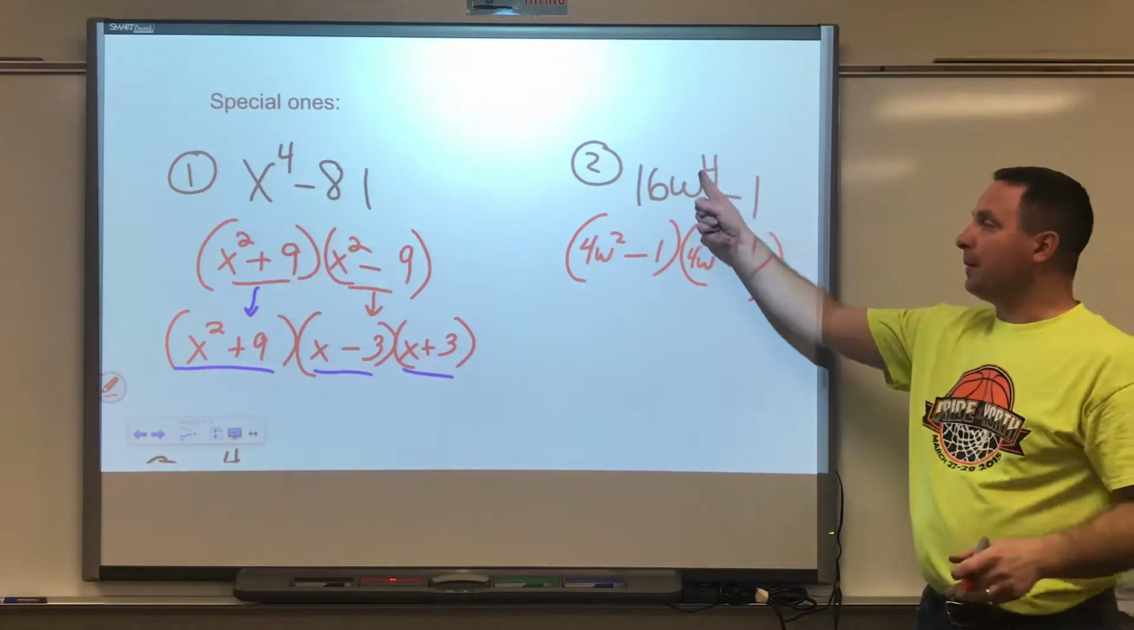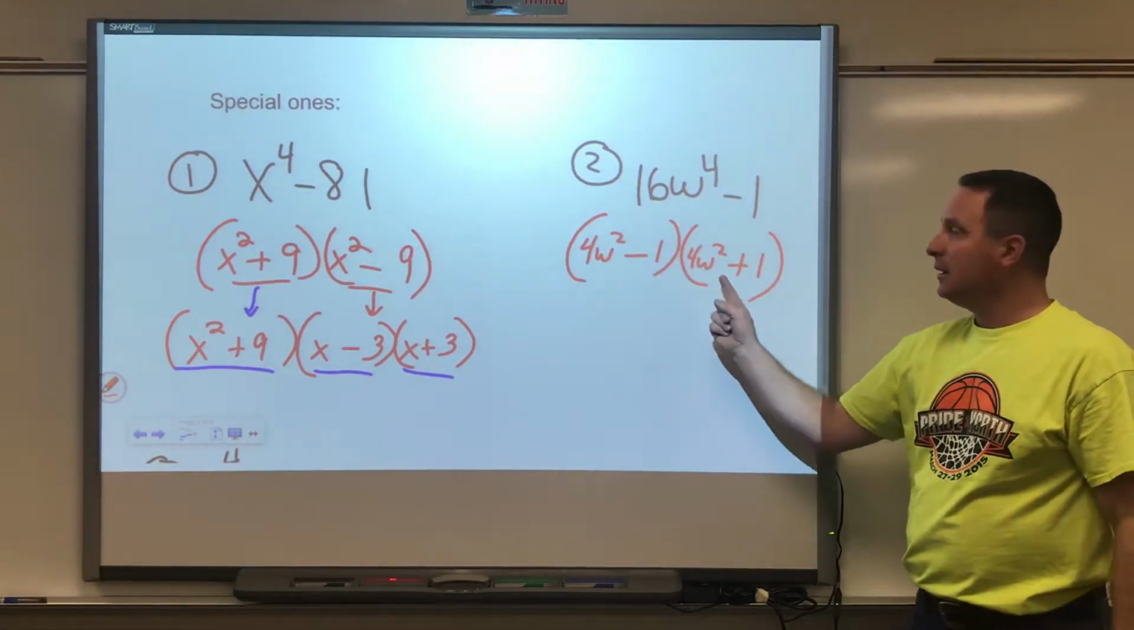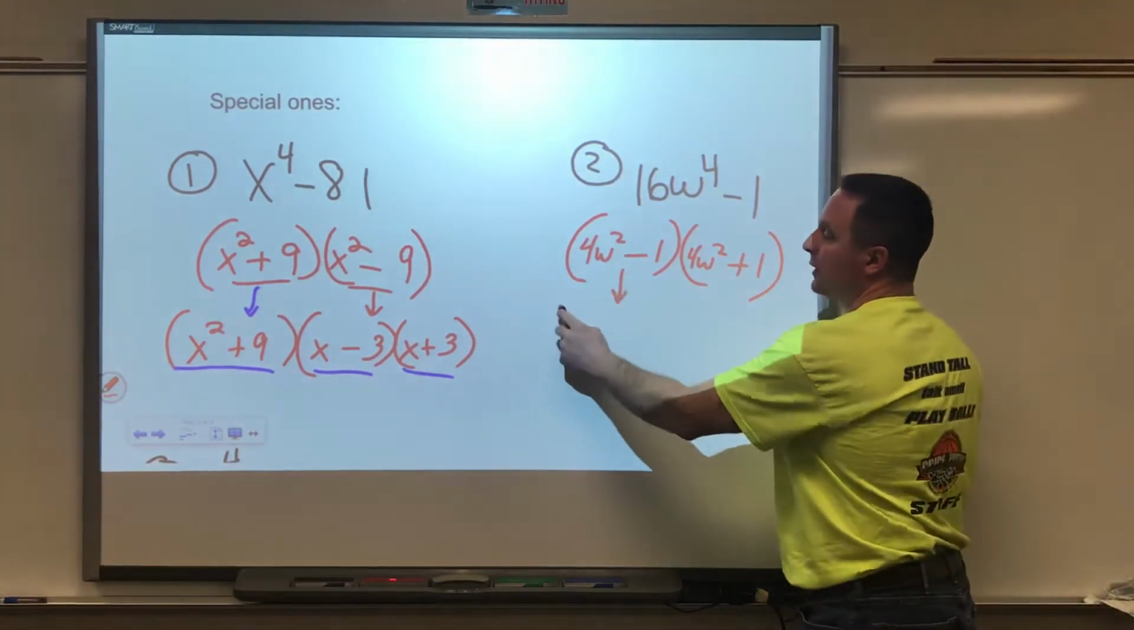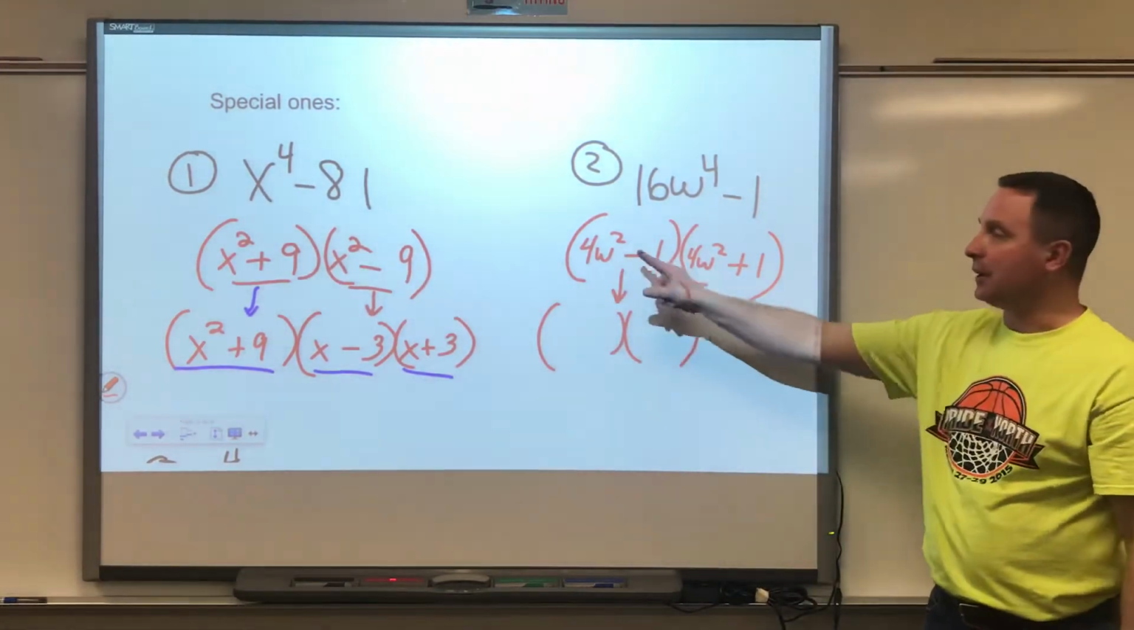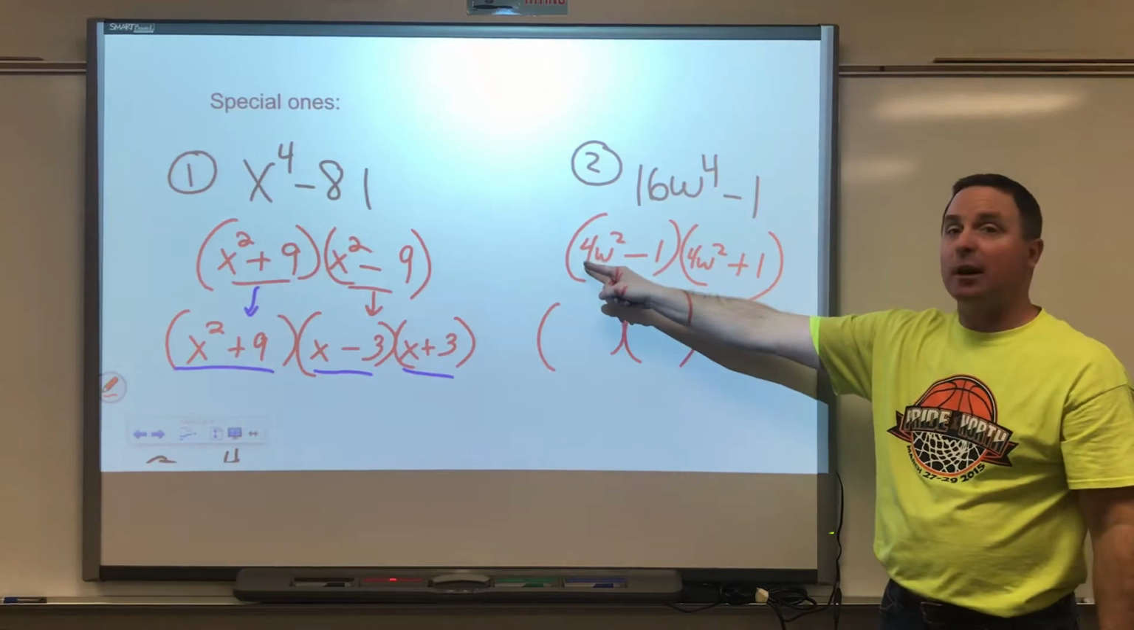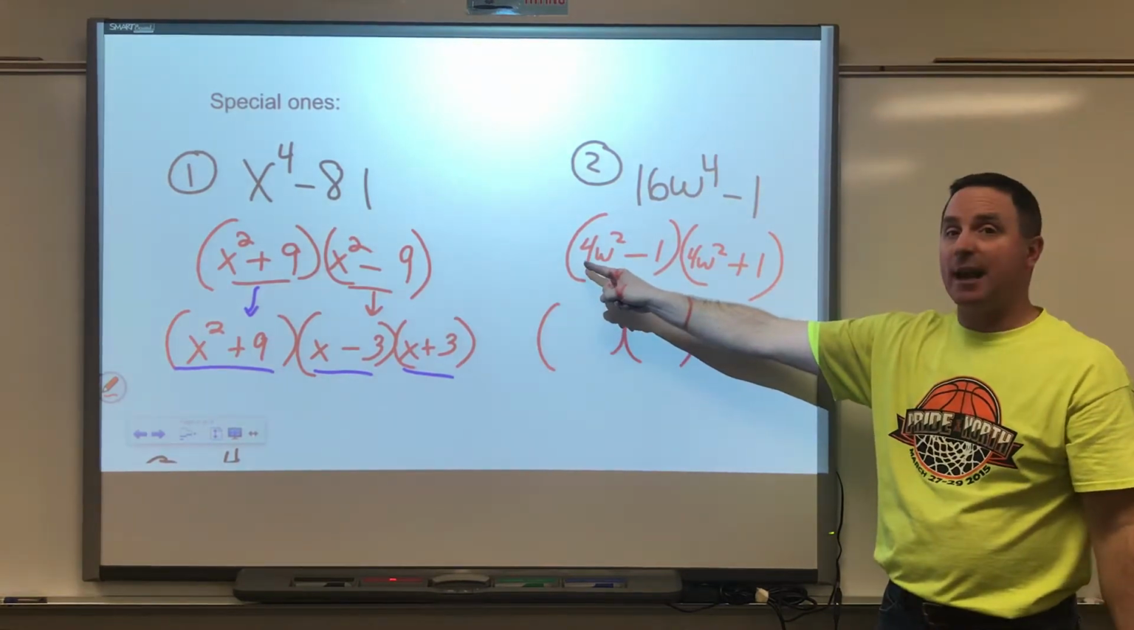And you remember, when I go from the fourth power to the second power, especially on the subtraction one here, I want to see if I can take it one step further. Do I have another perfect square here? In other words, is 4 a perfect square? Yeah, the square root of 4 is 2.